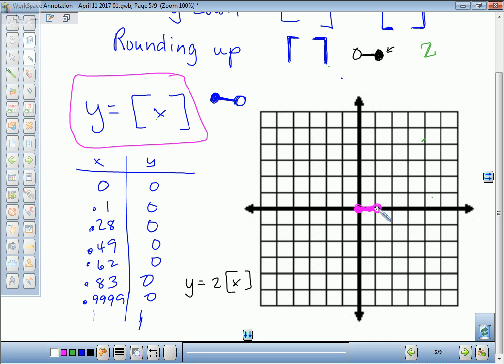Okay, so it goes right up to that, but when I get to 1, it's actually 1, jump. But 1.1 would round down to 1, a y value of 1. 1.2 would round down to 1. 1.3 would round down to 1. 1.4 would round down to 1. 1.5 down to 1. 1.6, 1.7, 1.8, 1.9, 2, jump.